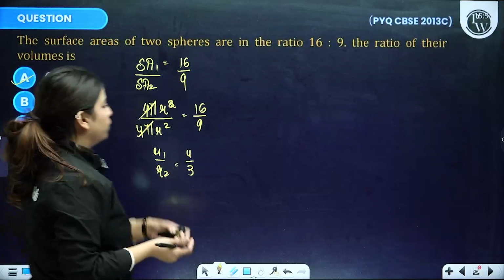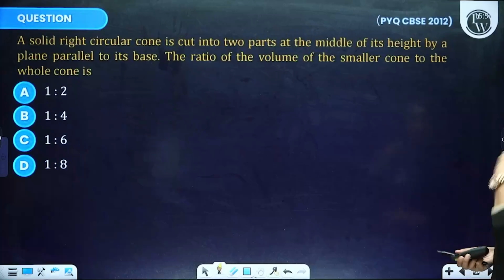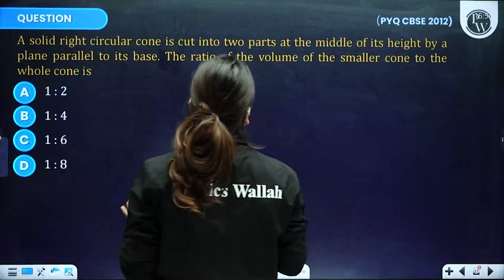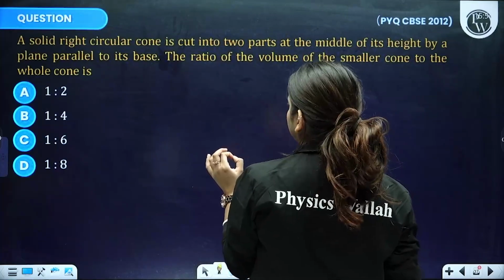The answer was 64:27. We have done this previously. Right. Let's move forward to the next question. A solid right circular cone is cut into two parts at the middle of its height by a parallel plane. The ratio of the volume of the smaller cone to the whole cone.